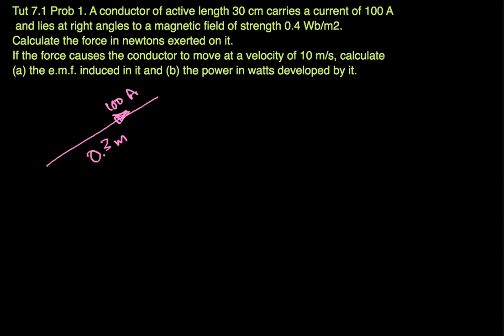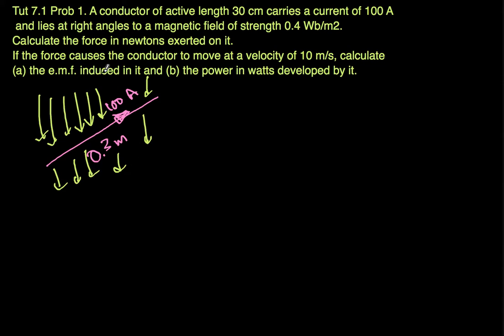So let me draw the magnetic field. Let's say the magnetic field is perpendicularly down, something like this. So the magnetic field is in the vertical direction and the current is in the horizontal direction. Calculate the force experienced in Newton exerted on it. So a current carrying conductor placed in a magnetic field. By the way, the magnetic field is 0.4 Webers per meter square, or 0.4 Tesla.